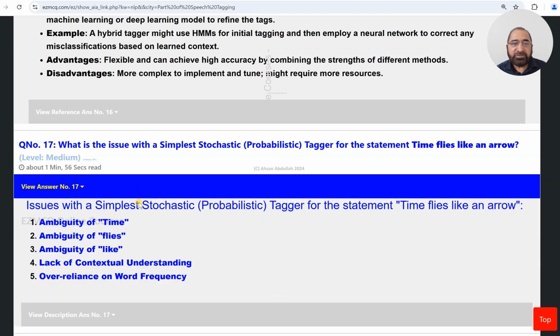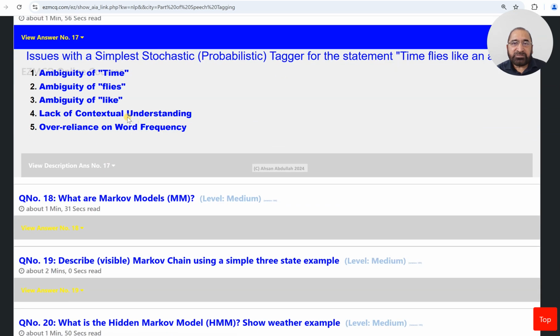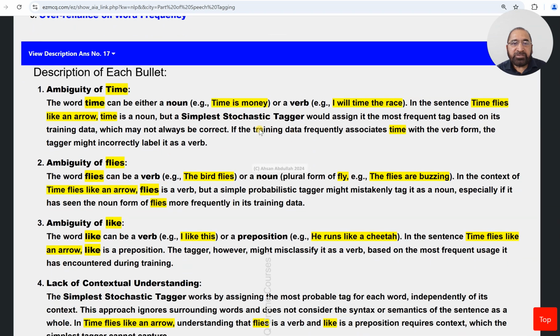Now this statement is very tricky. Why is it tricky? Because there's ambiguity of time. Time as in clock, or time as in a kind of historical event. Ambiguity of fly as an insect or flies as something flying, and ambiguity of like. So I'll show you why these ambiguities are there and how to handle them. Because of these ambiguities, there can be different taggings, and those taggings may or may not all be correct.